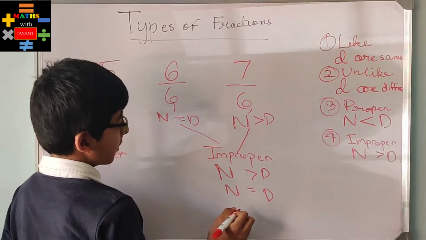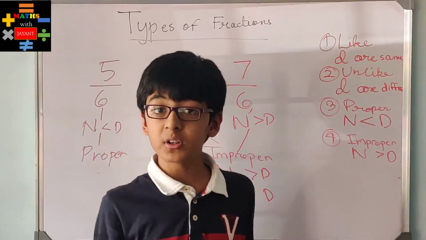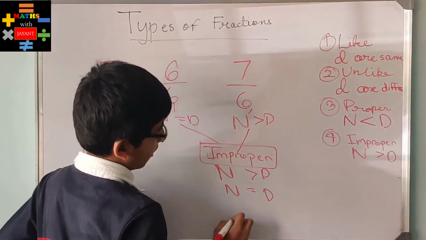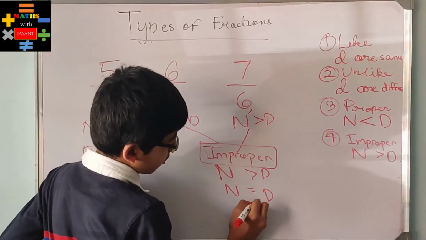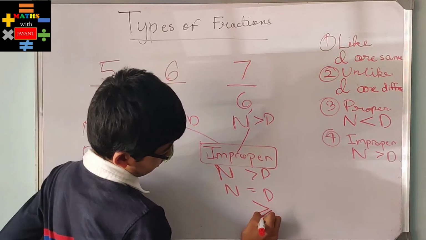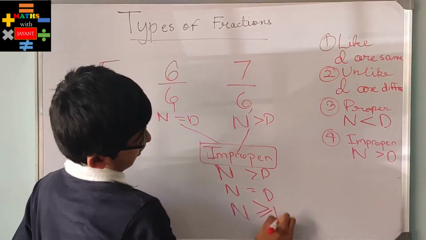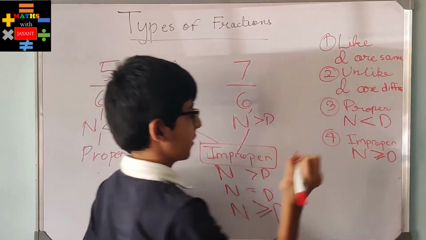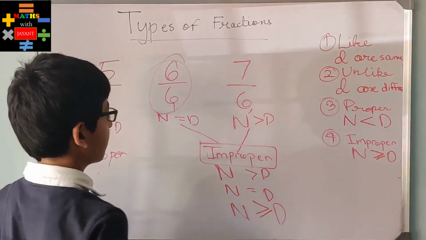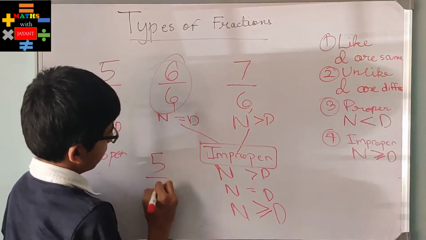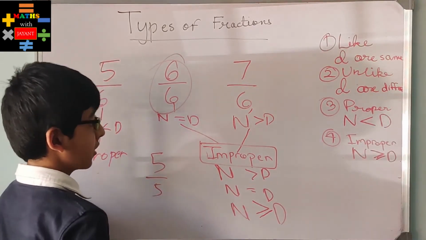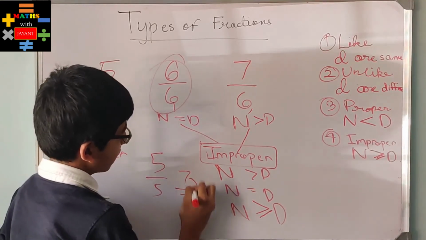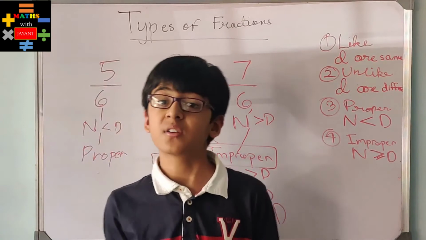So that means if the numerator is greater than or equal to the denominator, then it is said to be an improper fraction. The greater than or equal to symbol is written like this. Over here the numerator is greater than or equal to the denominator. So like this we make this change. Even this is an improper fraction. 5 by 5, numerator equal to denominator, it is an improper fraction. 7 by 7 also, both of them are the same, it is an improper fraction.